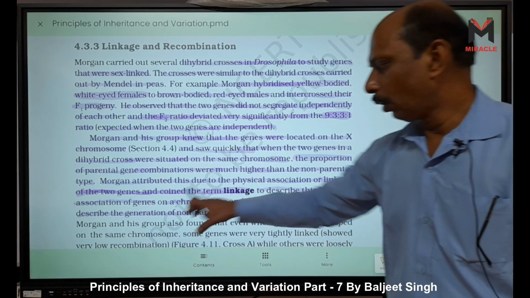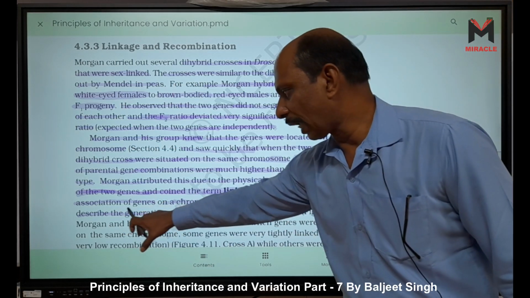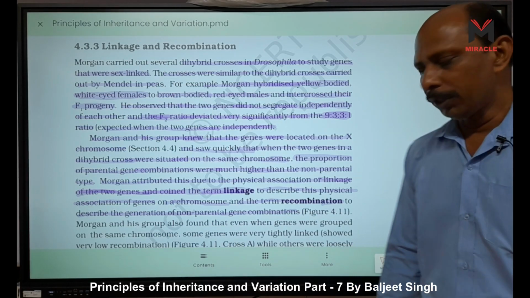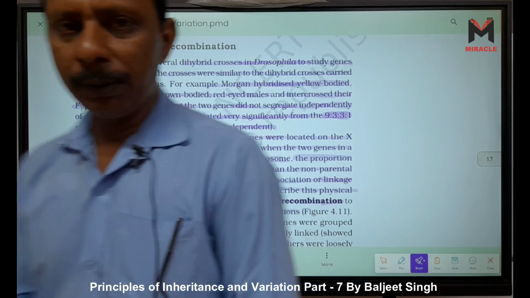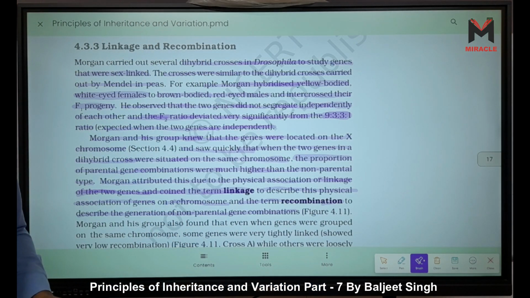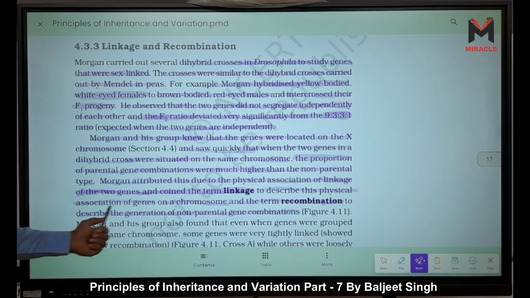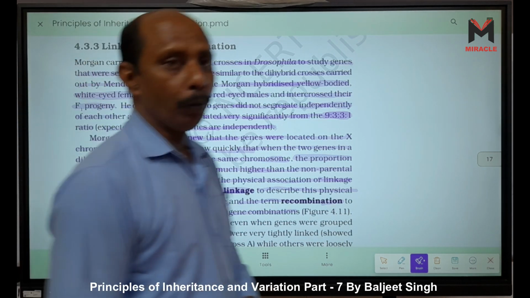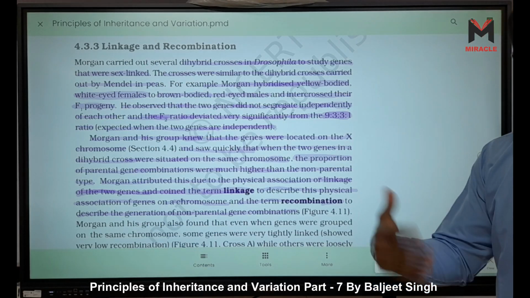Recombination means what? Non-parental combination. He used two terms. Which ones? Recombination and linkage. I think you understand what linkage is. Linkage means physical association of genes on a chromosome, and recombination means the generation of non-parental combinations of genes. Recombination means once they recombine.